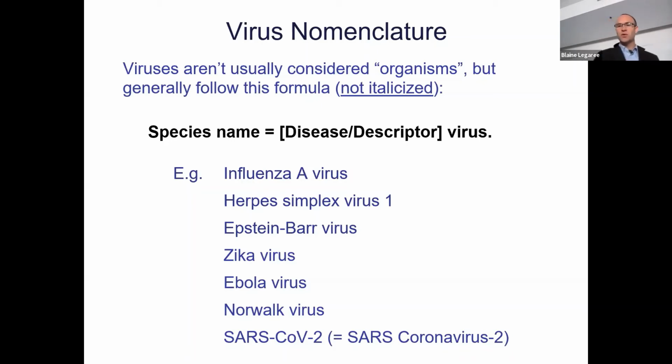At least that's what the person who named it thought back in the 1960s, the person who discovered the first coronavirus. So usually there's some sort of descriptor and then the word virus. You can see sometimes that the virus is attached to the word. Sometimes there's a space in between. So it's a little more loose than what you would see with normal organisms.